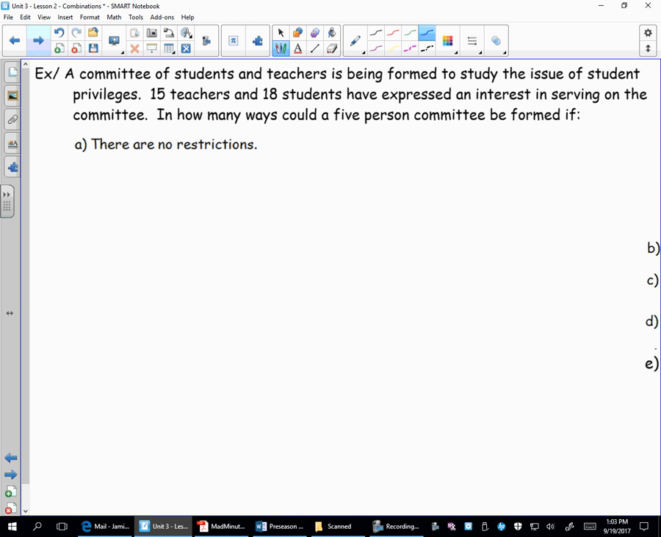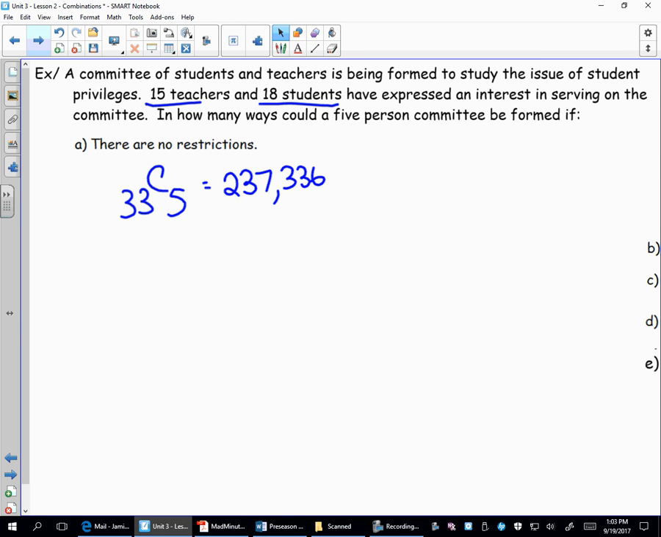And now we've got some conditions. Part A, there are no restrictions. So anybody is allowed to be on this committee. It doesn't matter if you're a student or a teacher. As long as you're a person, you can be on it. So altogether, we have 15 teachers and 18 students, which makes 33 people. I can choose any 5 of those to be on my committee. It doesn't matter what their roles were. I just combine them. So I end up with 237,336.